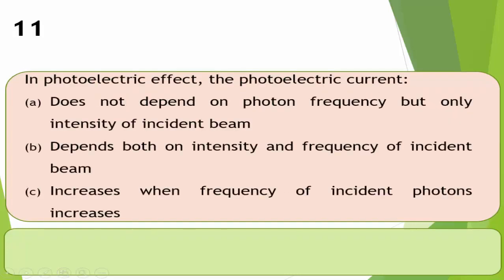The first graph is, when you draw the photoelectric current versus intensity, you get the graph like this. Here the photoelectric current does not depend on the frequency but only on the intensity of the incident beam. Photoelectric current depends on the intensity of the beam. The option A is the right answer.